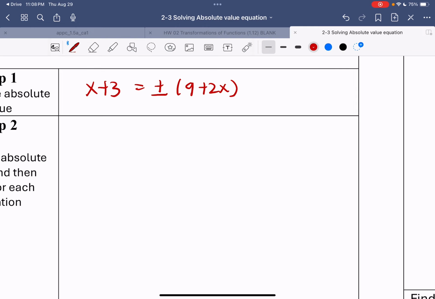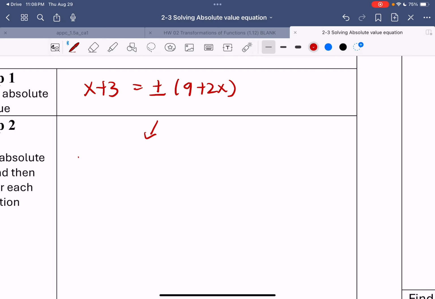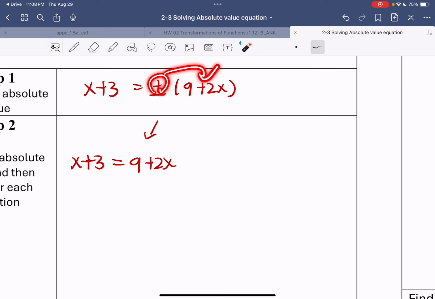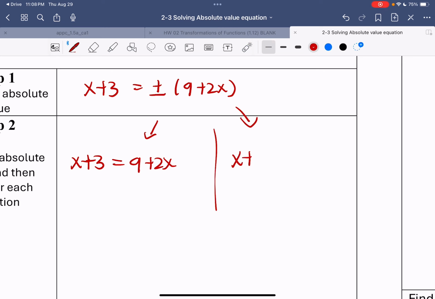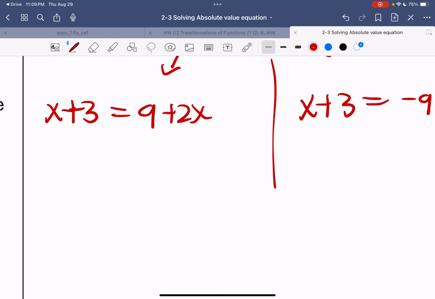So just like before, you're going to have a 2. Number 1 is x plus 3 equals 9 plus 2x. You're going to write this one as it is, like plus, okay? The other one is going to be negative 1, which means x plus 3 equals, because of this negative, you flip the sign. So instead of positive 9, I'm going to put negative 9. Instead of positive 2x, I'm going to put negative 2x. And the only thing that you have to do is to solve for x.